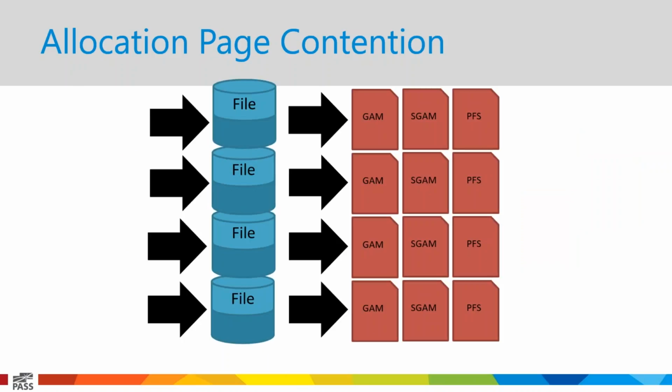The solution to page contention is to have multiple files. So whenever you have multiple requests coming in and they're each able to go into a new file, they're each able to get access to their own unique copies of these allocation pages, and that lets things move through more smoothly.